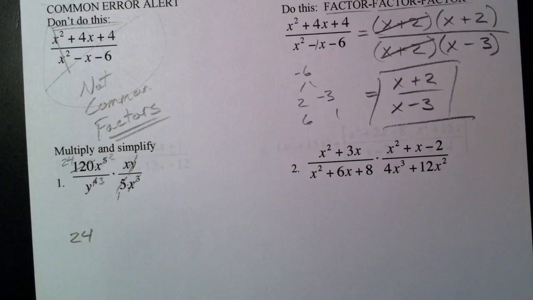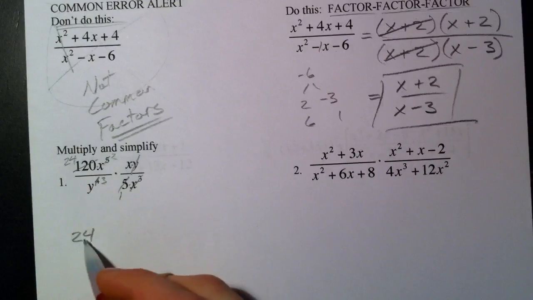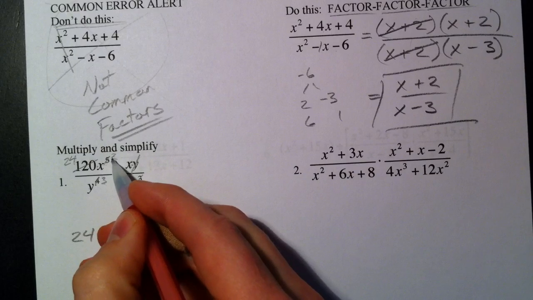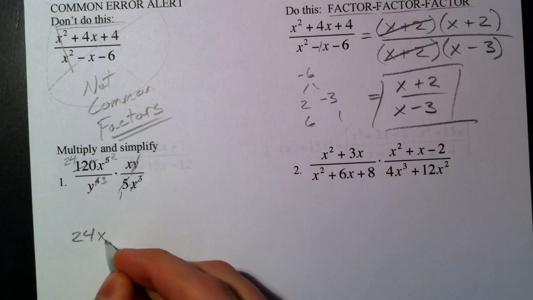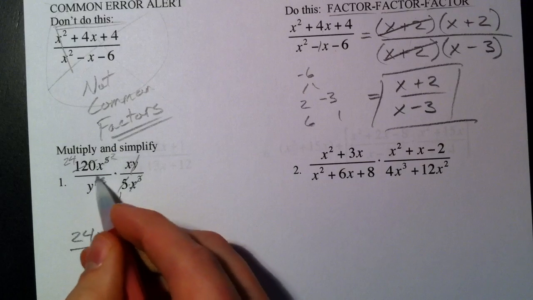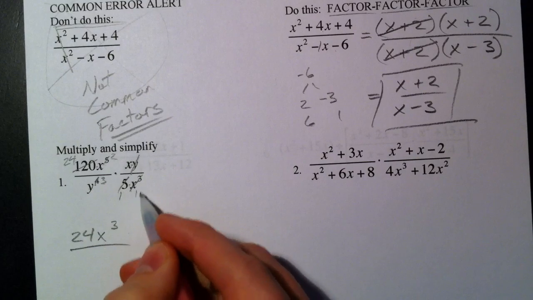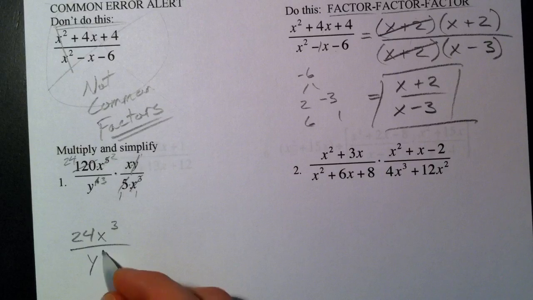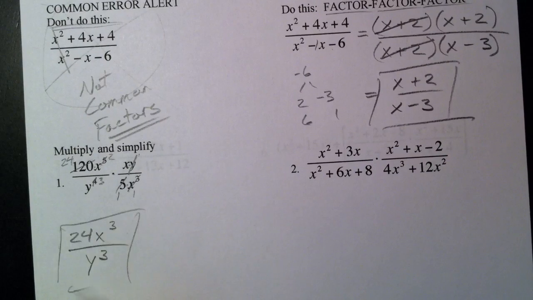So now you just have to look closely to find all your leftovers. We got 24. We had x squared times x, so that's going to be x cubed. And y cubed, this canceled out, so we just have y cubed on the bottom. So that was a little bit of review.